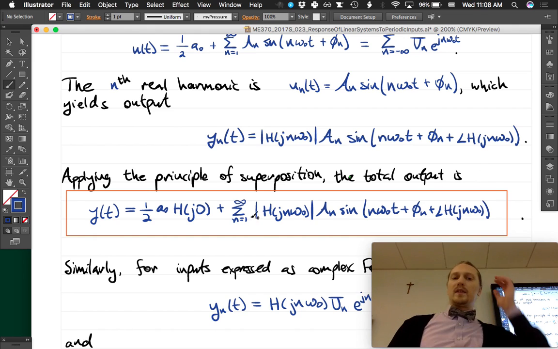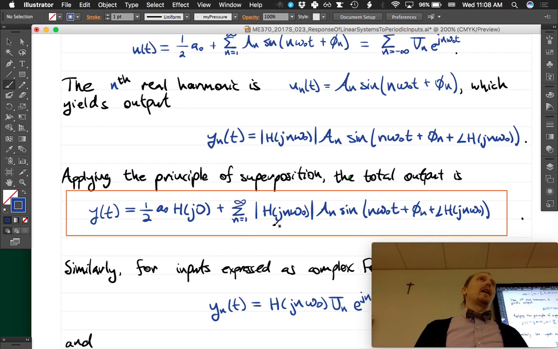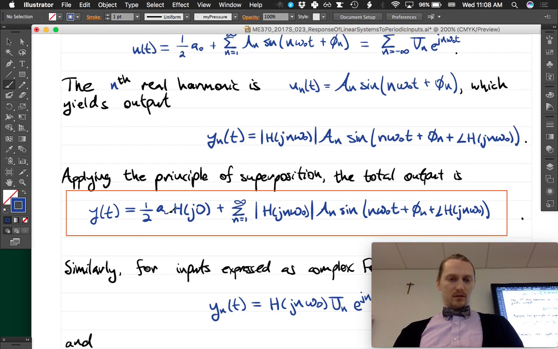So the sum of all of these y(n)s. I mean, I could have written this more compactly by just saying the sum of all of the y(n)s, but I wrote it out instead. Yeah? The first a after the 1/2, the a naught and a n. The first a after what? After the 1/2. Ah, yeah, that's a naught. Okay.